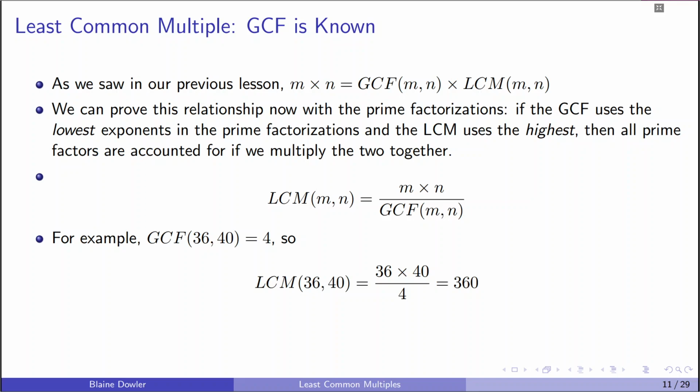So with the example we had before, with 36 and 40, the greatest common factor is 4. You take 36 times 40, divide it by 4, you get 360. If you divide by 4 in advance, that's either 9 times 40 or 36 times 10.